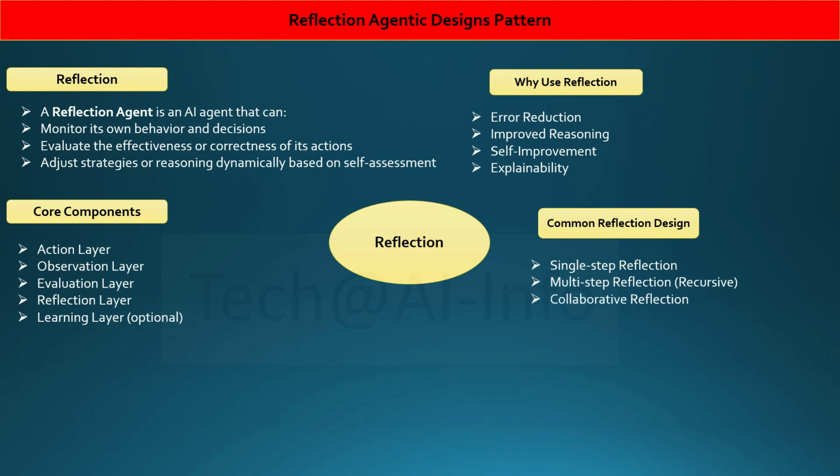Next is collaborative reflection. Multiple agents evaluate and reflect together, each from a different perspective. Here is how the flow looks. Agent A is a generator, agent B is a critic, and agent C is the domain expert. Agent A, the generator, sends the data to agent B, the critic, and the critic sends the data to agent C, the domain expert, and then the domain expert agent C sends the data to the shared reflection to improve the output. Right, so this is collaborative reflection.